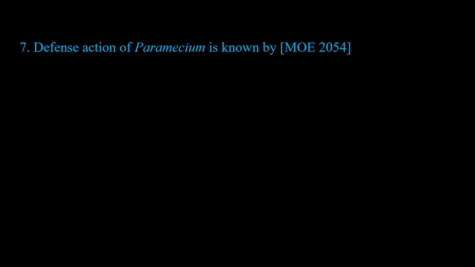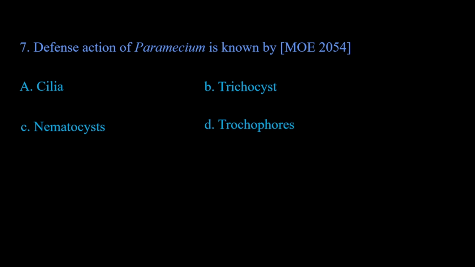Question number 7. Defense action of Paramecium is known by. Options are A. Cilia, B. Trichocyst, C. Nematocysts, D. Trochophores.